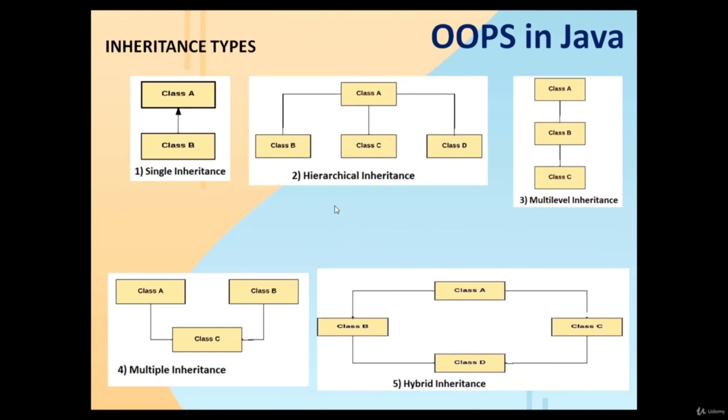Then the same way, the combination of hierarchical, multi-level and multiple inheritance is what we call hybrid inheritance. Class A, from class A, two child classes B and C. What is that inheritance? Hierarchical inheritance. From B and C, we create a new child class called class D. What is that? Multiple. And levels are there, level 0 and level 1. Multi-level is happening. So this is hybrid inheritance, a combination of all these three.